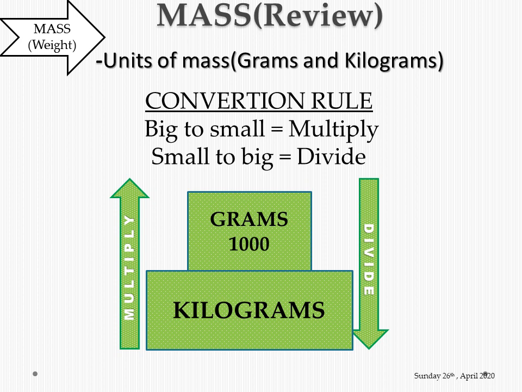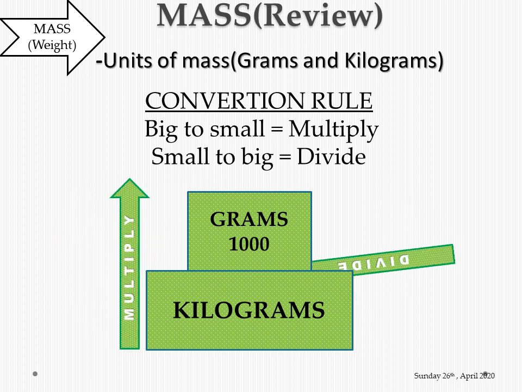Now look at the block for grams and kilograms. Grams has a smaller block. Kilograms has a bigger block. This is to let you know which of the units is big and which of the units is the small one. Grams is the smaller unit, kilograms is the big unit. Don't forget, when you're moving from the big block to the small block, multiply. And from the small block to the big block, you have to divide.